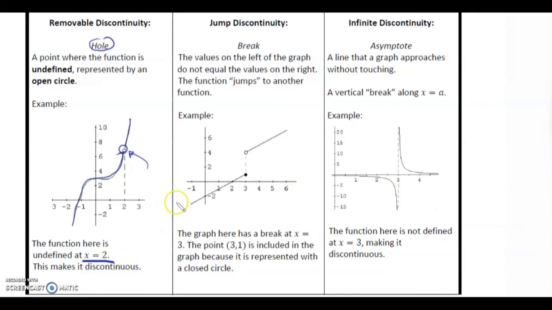Now we're going to be talking about piecewise functions, and there's something called jump discontinuity, and that's when there's a break in the function. The values on the left of the graph do not equal the values on the right, and the function jumps to another function. So this is an example. Remember, we read graphs from left to right. Continuous, continuous, continuous, and then we stop. I have to jump up to here and then go continuous again. But because there's this jump, this break, there is a discontinuity at x equals 3.